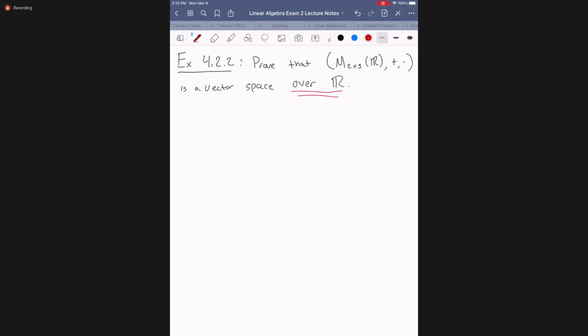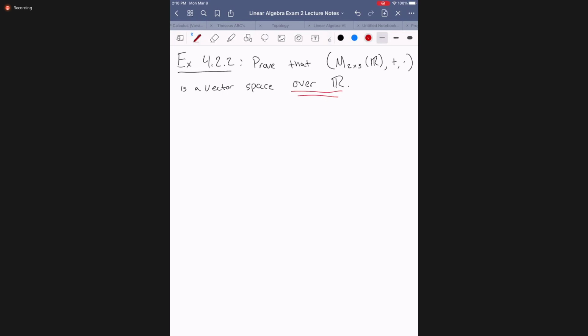Yeah, it's the field. But why do we need this field? What do we use it for? Where do we get our scalars from? The field, right? When I say over R, that means our scalars are going to come from R. If I say over Z, that means you're going to get your scalars out of Z, and so on and so forth.